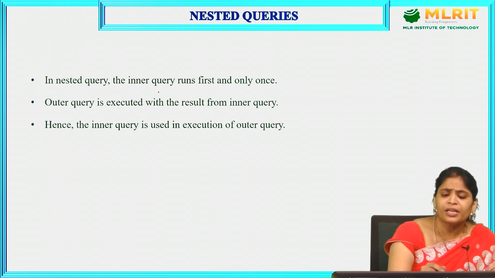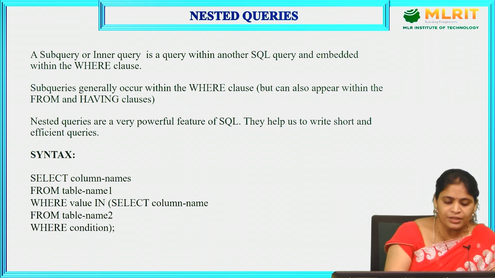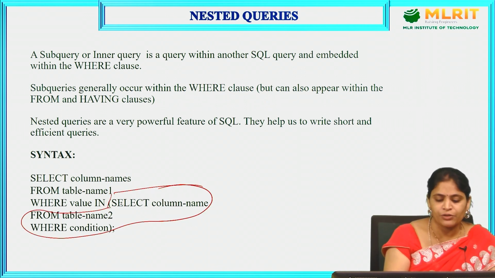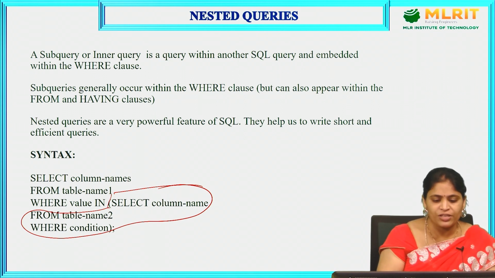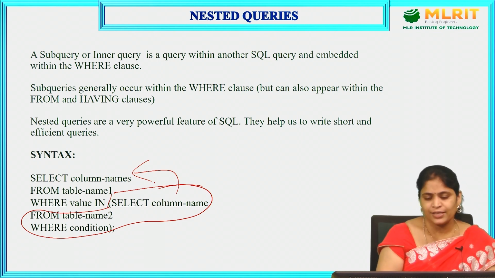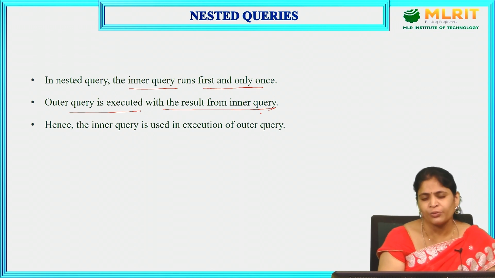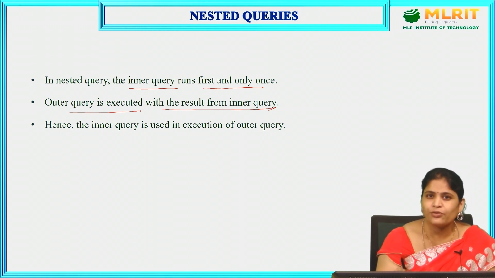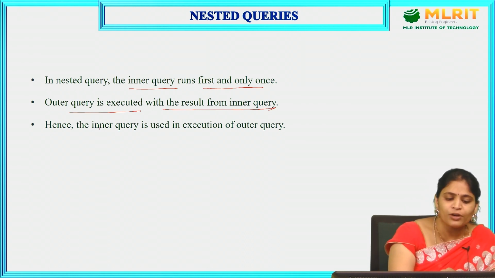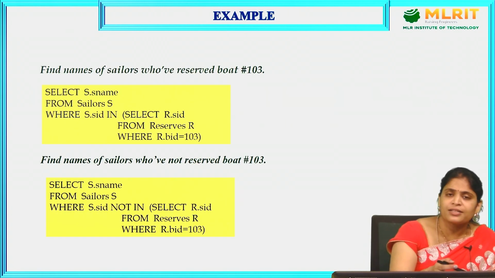In a nested query, the inner query runs first and only once. Based upon the results of this inner query, the outer query will be executed. So the outer query is executed with the result from the inner query. Why? Because the inner query is executed first, and based upon those results the outer query is executed. Hence the inner query is used in the execution of the outer query. Next, let us discuss this with an example.